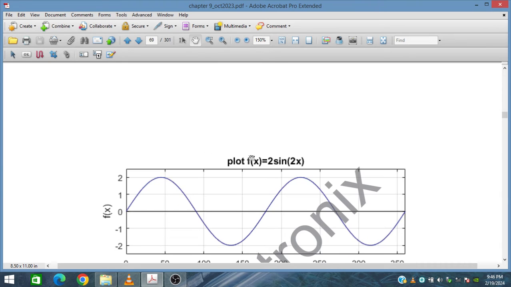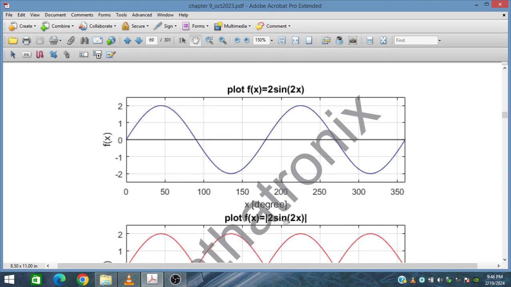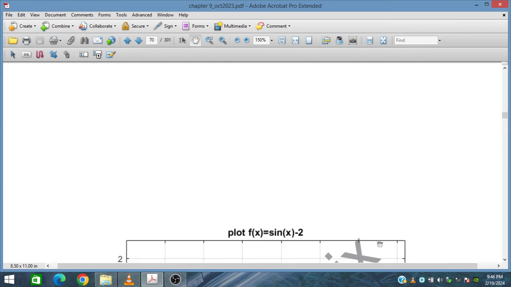For 2 sin 2x, this is 2x. So the period is half, here at 180 degrees. The period will be 180 degrees because of this 2x: at 180 degrees it becomes 360, at 90 degrees it becomes 180, at 45 it becomes 90, and the value will come to 1, and multiplying by 2 gives this value of 2. Similarly for this negative part, for the modulus value, the negative part becomes positive like this, upside, on the positive side.